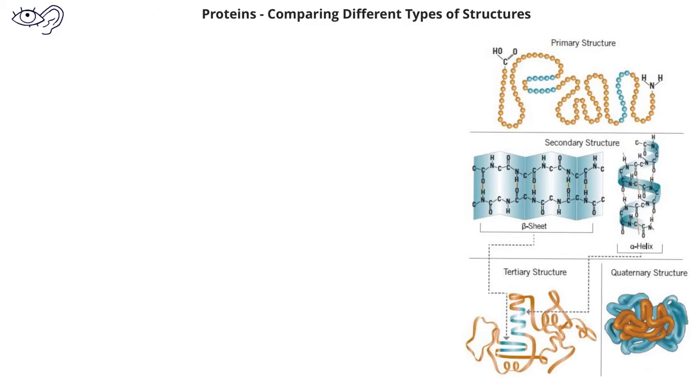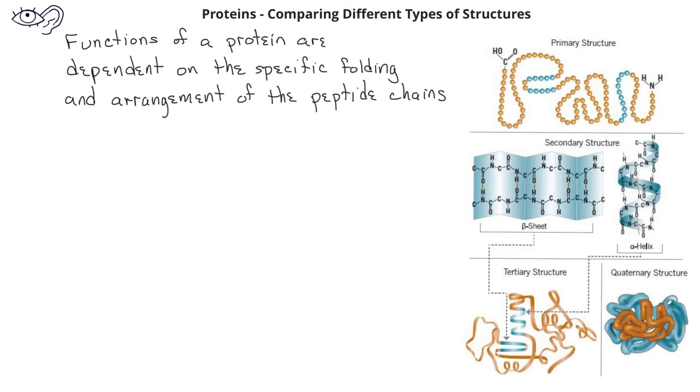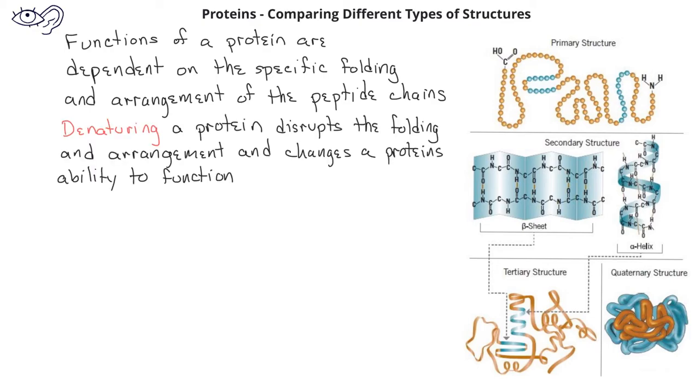When a protein has multiple peptide chains, then the way those individual peptide chains are arranged in space is described by their quaternary structure. The functions of a protein are dependent on the particular arrangements of the various peptide chains. We can destroy or remove these functions from the proteins by destroying the organized protein structure. This is known as protein denaturization.